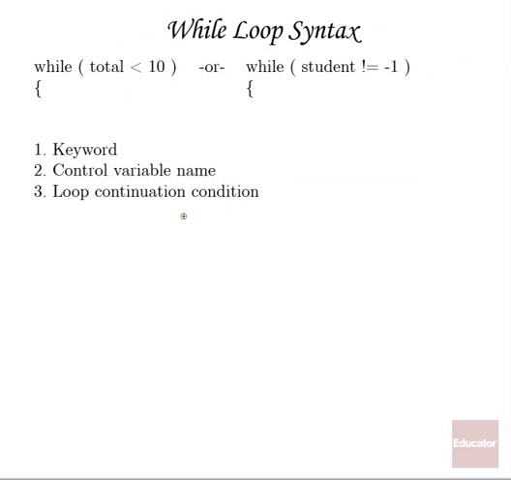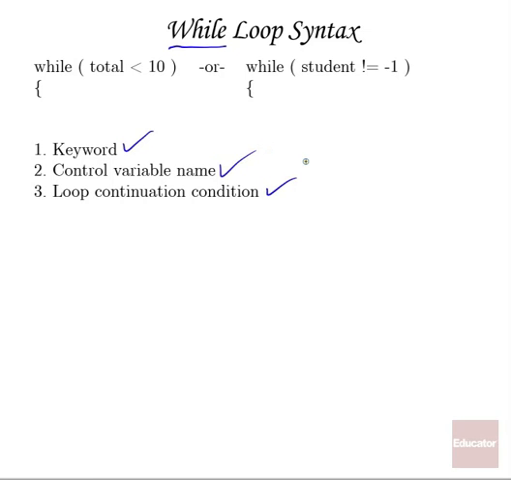All right, now let's look at some specific loop syntax, especially the two most common, the while loop and the for loop. First of all, let's look at the while loop. The while loop syntax is a little more simple than the for loop. The while loop syntax contains three main elements: the keyword, the control variable name, and the loop continuation condition.